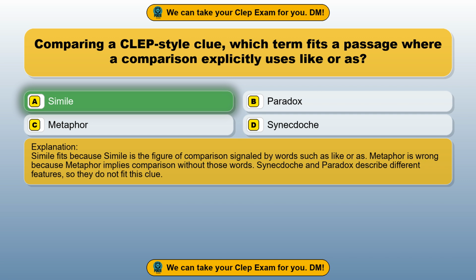Metaphor is wrong because metaphor implies comparison without those words. Synecdoche and paradox describe different features, so they do not fit this clue.